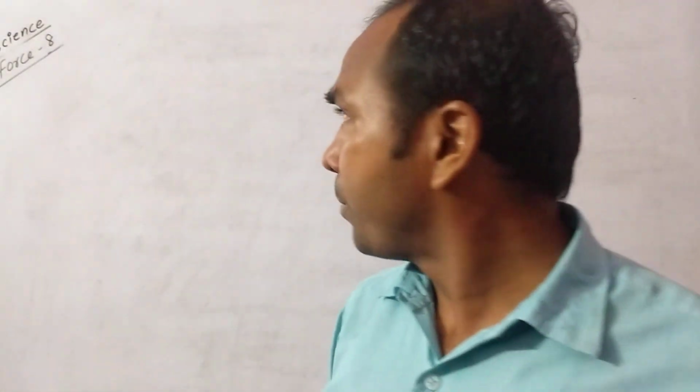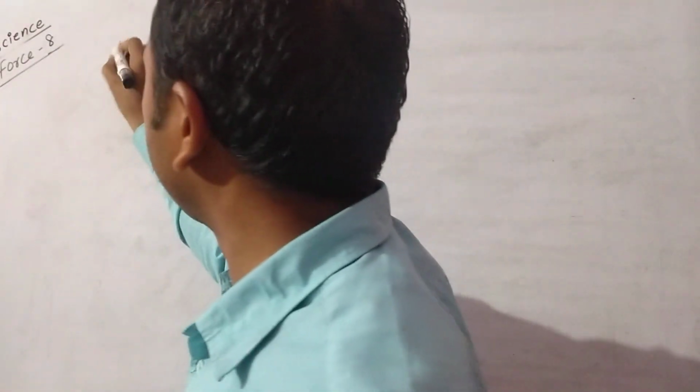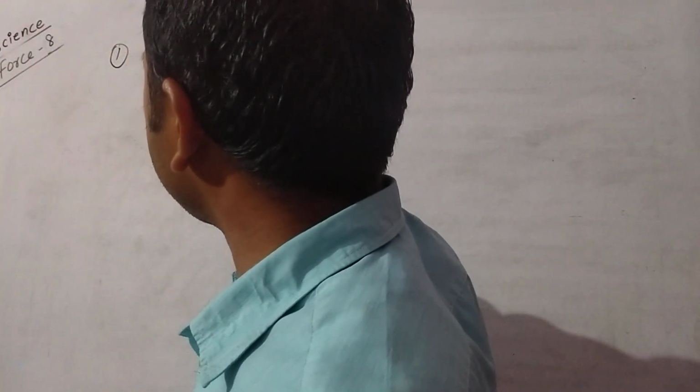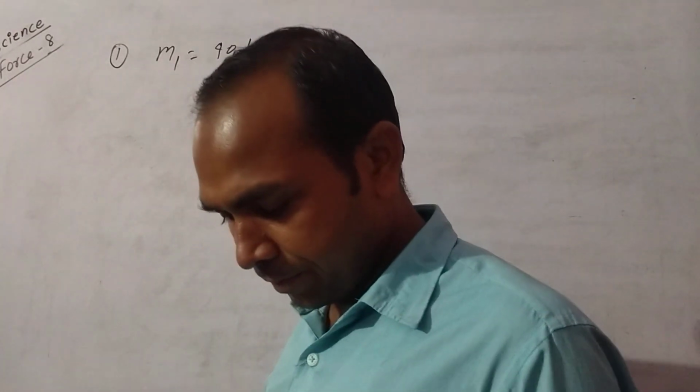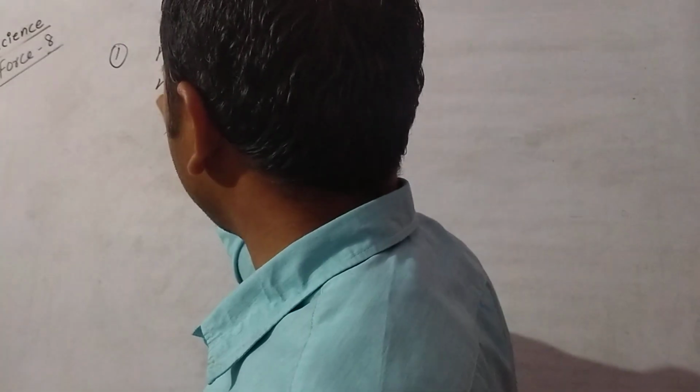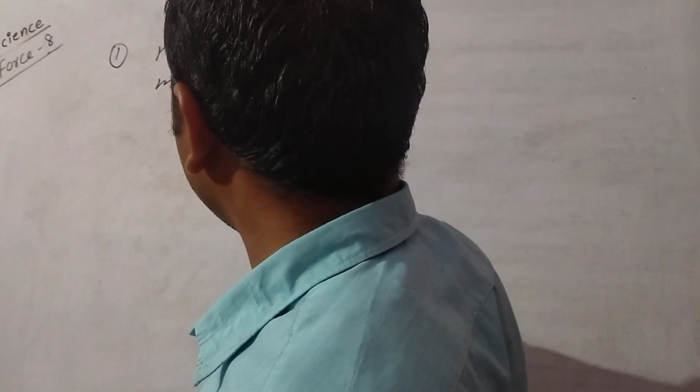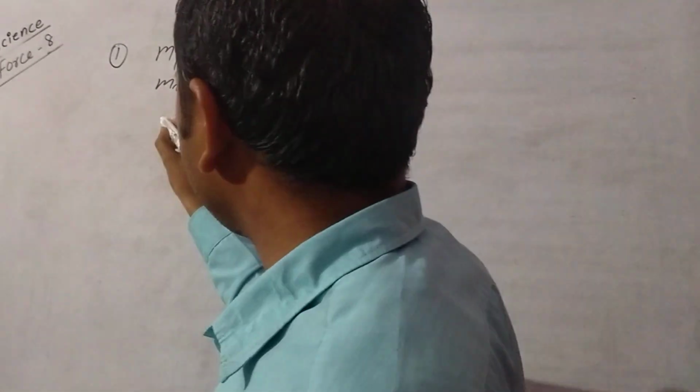Here in some numericals I am taking from the first chapter. The first numerical is: a sphere of mass m1 of 40 kg and another mass m2 of 15 kg, with the force of attraction already given.